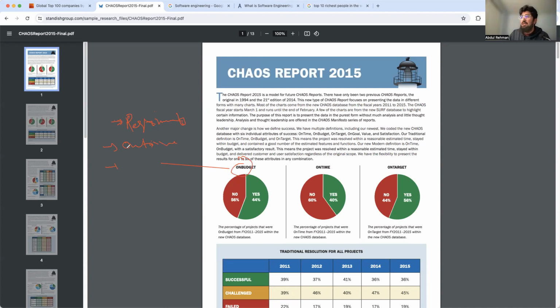Let's say that anything that is based on time, based on requirement, and based on budget. So if these three parameters I consider, then I'm going to say, okay, this is successful for me.